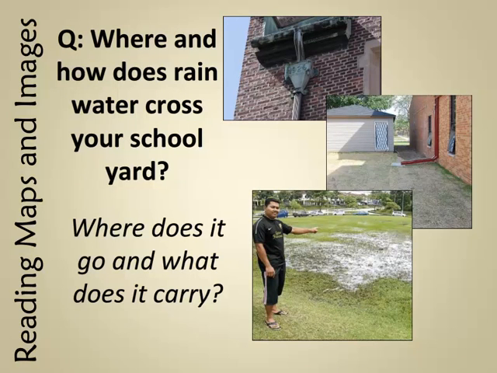For example, easy questions to deal with would be, where does the water come from that goes across your schoolyard? How does it cross the yard? Of course, downspouts are easy to find, maybe flooded areas and the water passing as sheet flow across certain fields. What's interesting not only is where does it go, but also what does it carry in terms of both sediment and maybe contamination.